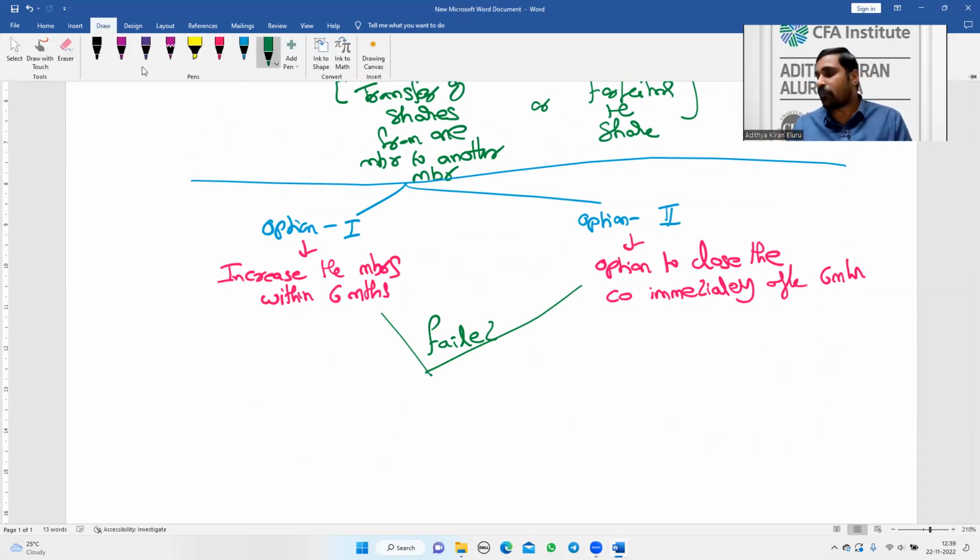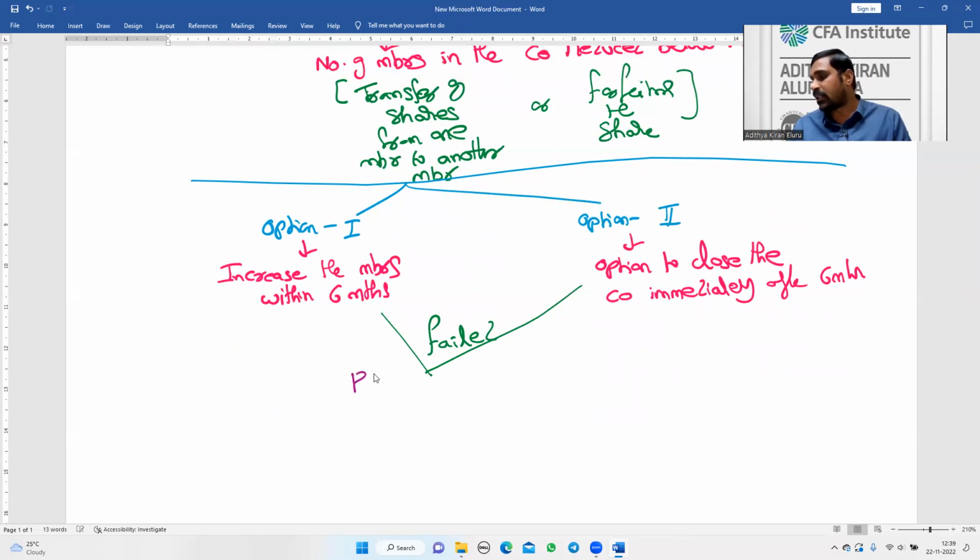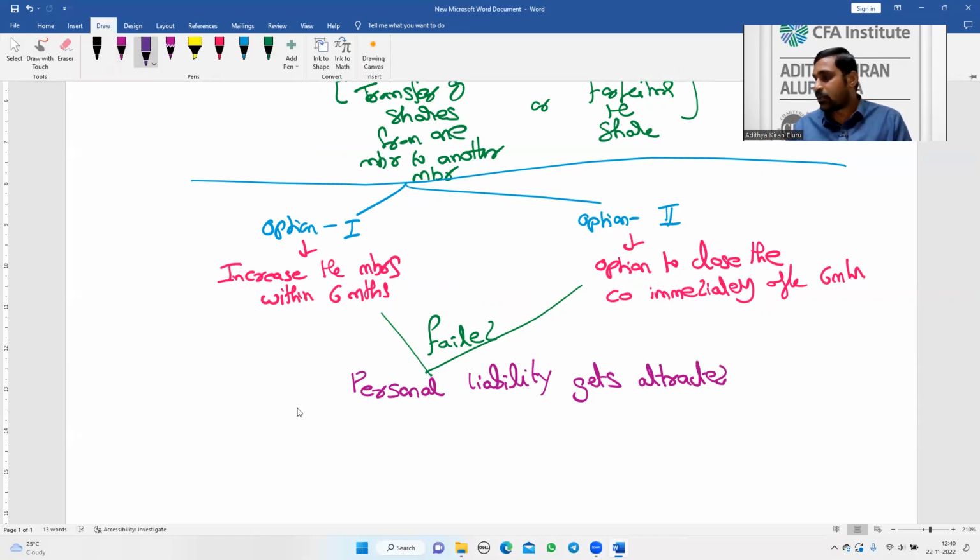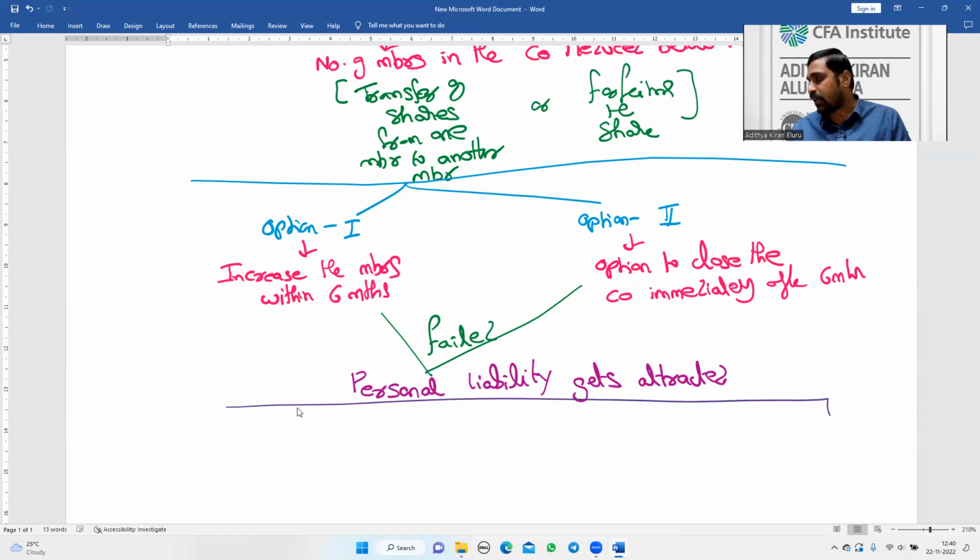So in that case, personal liability gets attracted. So the questions are: to whom does that personal liability get attracted? How much is that personal liability, and how to recover that liability?